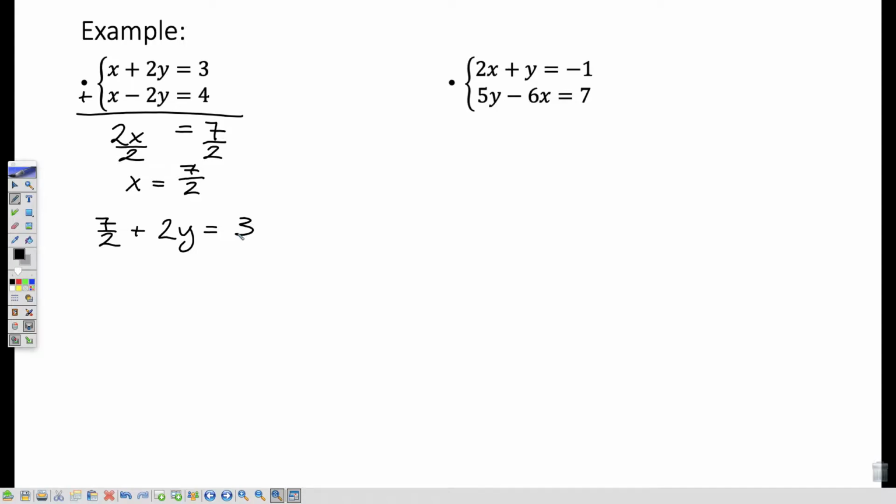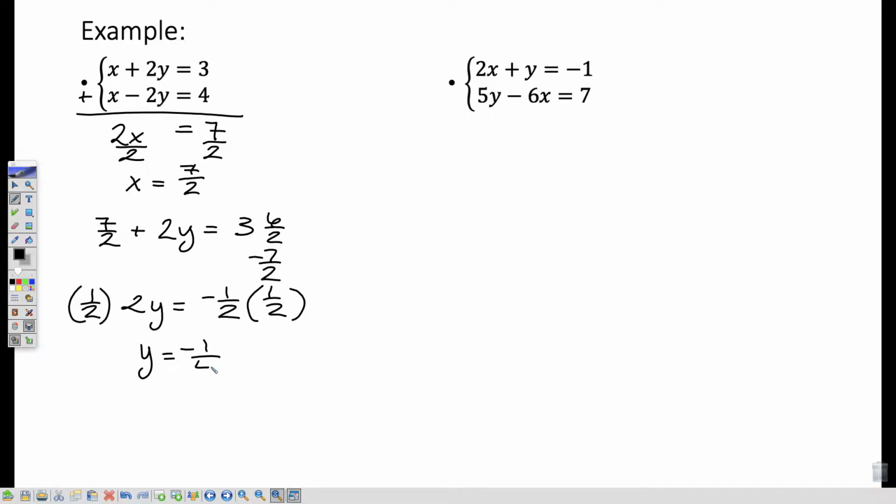So 3 has to have a common denominator, yes? So it would be 6 over 2, minus 7 over 2, would be negative 1 over 2. And then I have to divide by 2, or multiply by a half. Same thing. So y would be negative 1 over 4, because negative 1 over 2 times 1 half is negative 1 over 4.